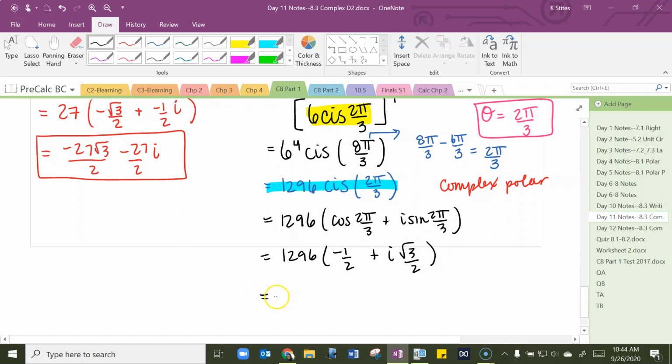And then finally, you can go ahead and distribute. Plus 648i root 3. And again, notice I tucked this i next to the root 3 in front of it.